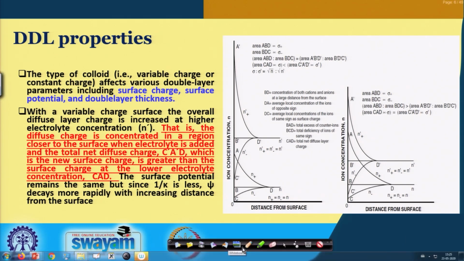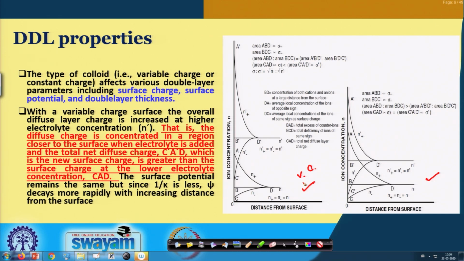In this example, this is basically showing the variable charge surface, and this example is from the constant charge. So this is for the permanent charge surface, and this is for the variable charge surface. Let us consider only this variable charge surface. We can see with a variable charge surface, the overall diffuse layer charge is increased at higher electrolyte concentration.